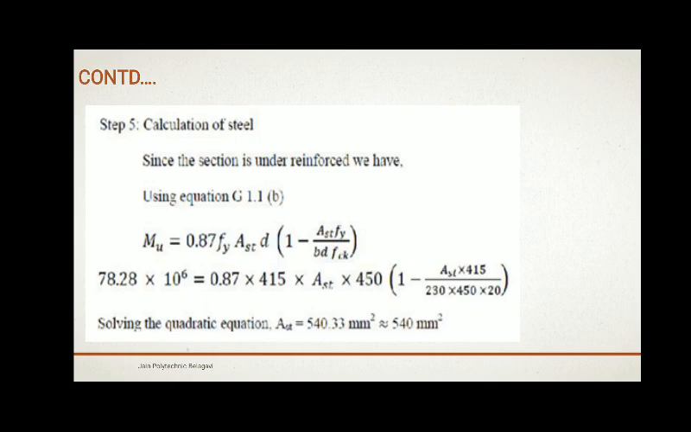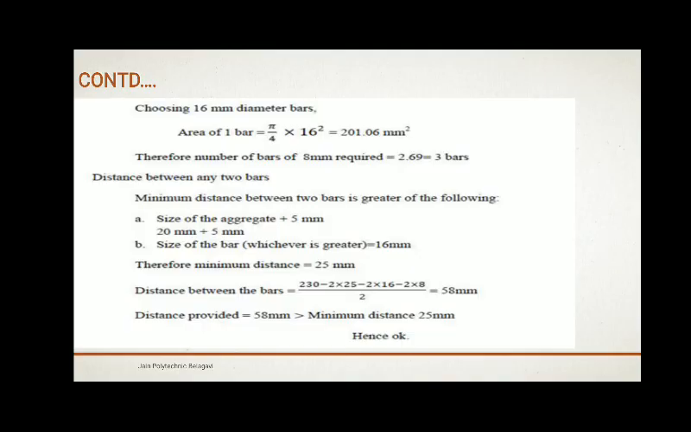that is Ast, the area of steel, is equal to 0.5 fck/fy (1 - sqrt(1 - 4.6 Mu / fck b d²)) × b d. So after using that equation, you directly get the value of Ast, that is, area of steel in tension zone. So after getting the area of steel, we assume 16 mm diameter bars.